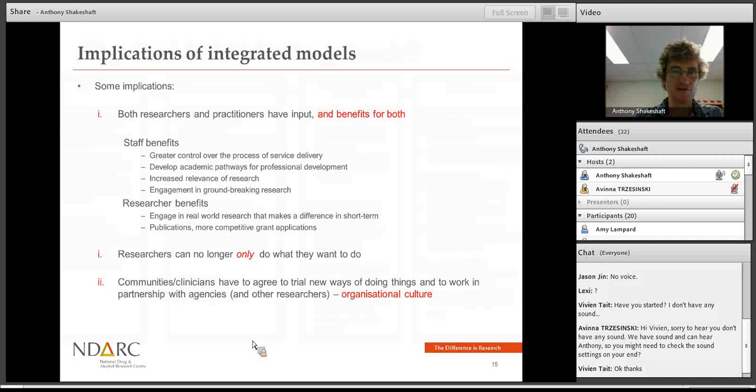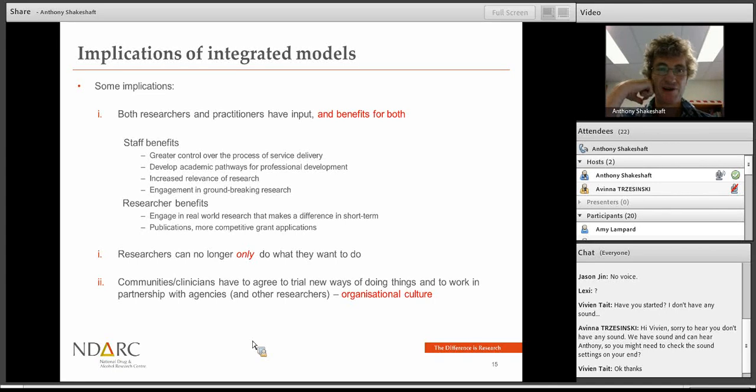Right, I think we're almost there. So this is really a slide just to give a sense of what I think, if we're going to get better at integrating researchers and service providers, what might that mean? So I think these are, again, just some ideas that have occurred to me.